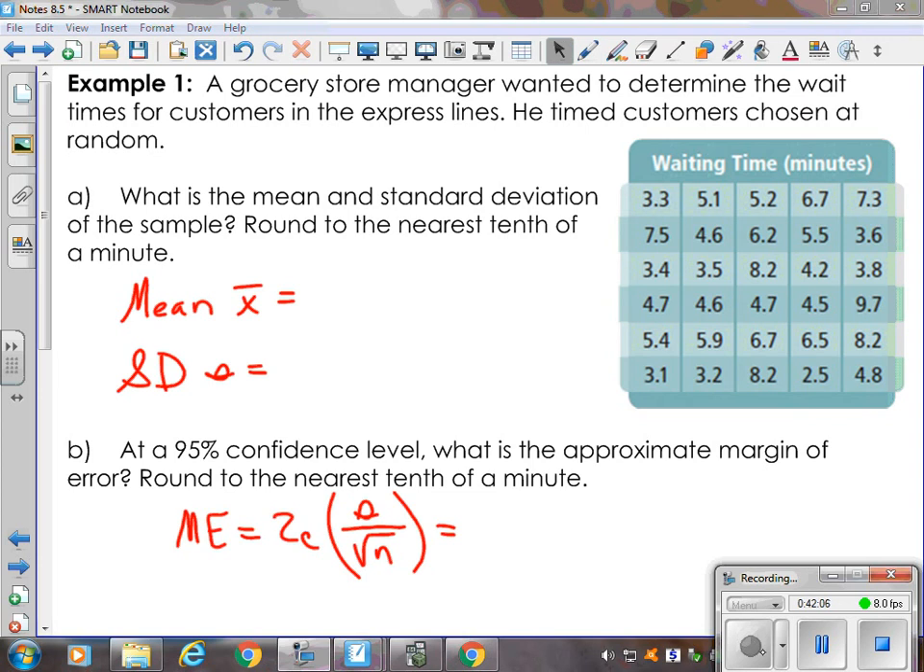All right, so we have put all of this wait time in minutes in our calculator. We have done the standard deviation and the mean by doing one variable statistics, and we've rounded it off to the nearest tenth. What did you get?